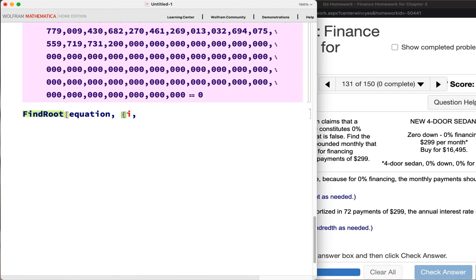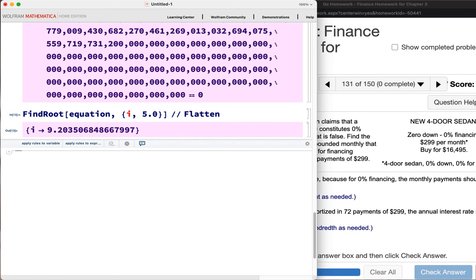I know that the percentage has to be bigger than 0%. 100%, that's probably too big. I'm going to guess, how about 5%? There has to be an initial guess. I'm going to guess 5%, maybe 10%, 15, 20, whatever you want to guess. And let's flatten my result to make it look more visually appealing. Shift Enter.